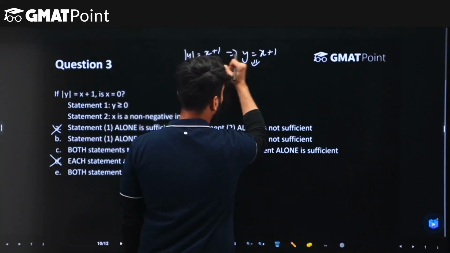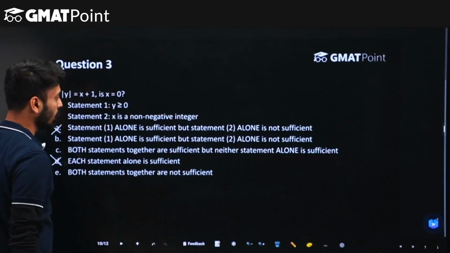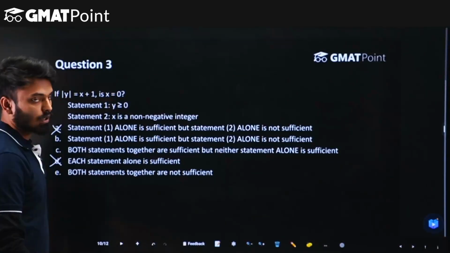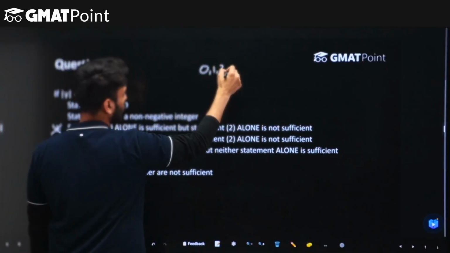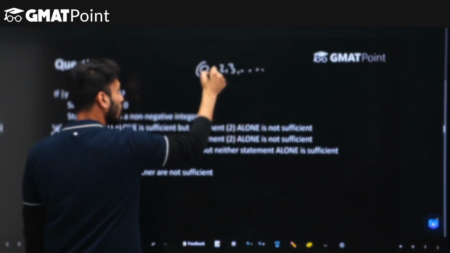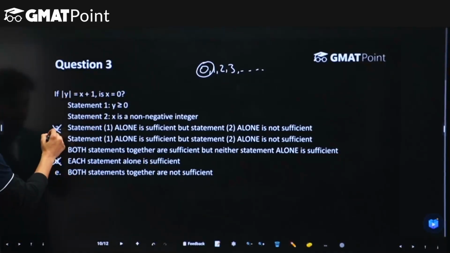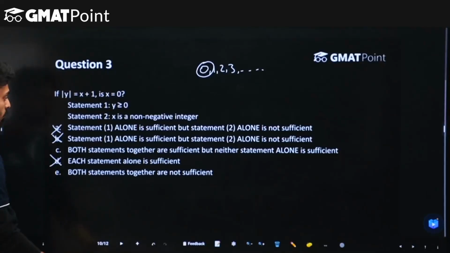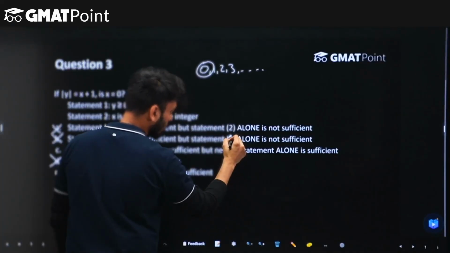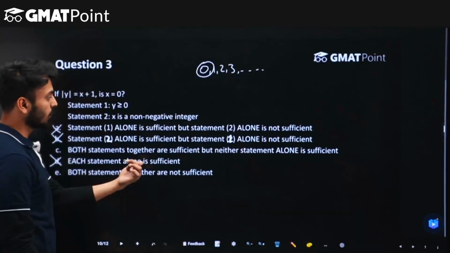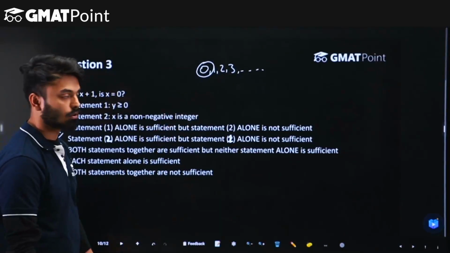Now let's look at statement 2. Statement 2 is that x is a non-negative integer. This on its own doesn't tell me anything. x being a non-negative integer could give me 0, 1, 2, 3, any value. 0 is also a part of them, so x may or may not be equal to 0. So this is meant to be statement 2 alone, and this is meant to be statement 1 alone. Statement 2 alone is not sufficient, and statement 1 alone is also not sufficient.